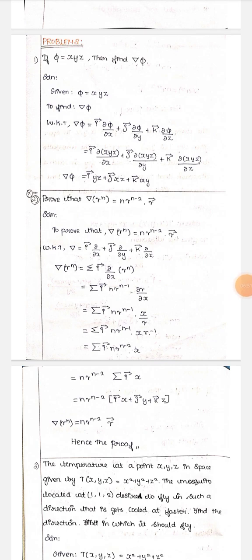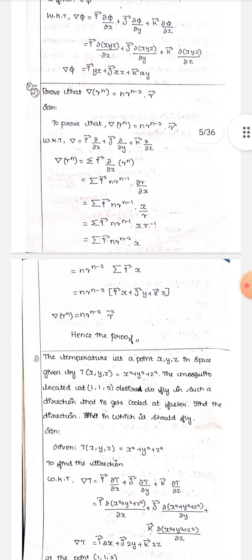Problem number 2. Prove that del of r power n is equal to n into r power n minus 2 into r vector. Solution. We already know that del is equal to i vector of dou by dou x plus j vector of dou by dou y plus k vector of dou by dou z.